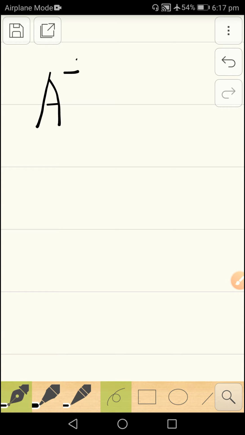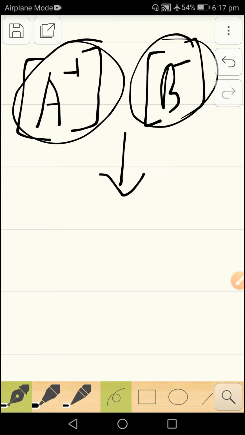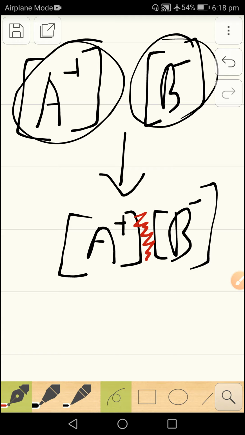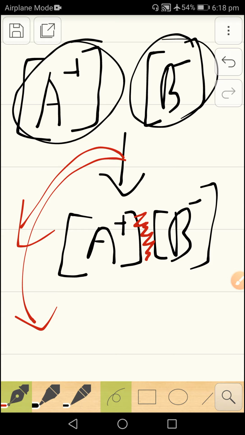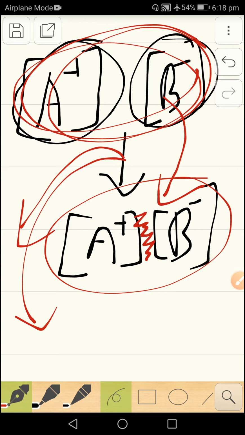Okay, so this is a positive ion and this is a negative ion. They were separated. They had a lot of kinetic energy. They were moving since they are gaseous ions. But when they come together, they form a very strong attractive force between them. That means they are now stabilized and they lose their kinetic energy since they are now holding each other due to strong electrostatic force of attraction. So energy must be lost. The amount of energy lost when gaseous ions come together to form a solid state of ions, or ionic solid, is what we call the lattice energy. So it's all about attractive force between the gaseous ions.